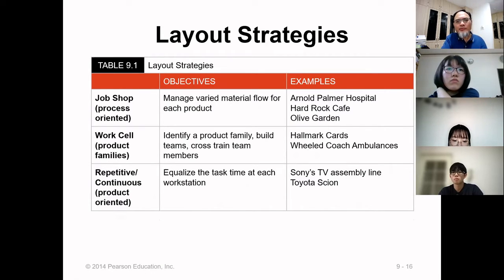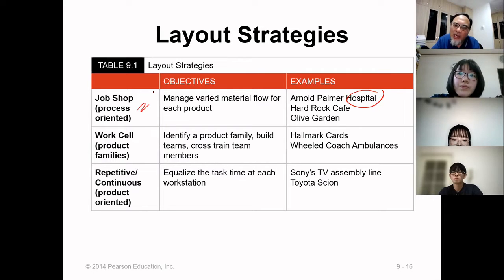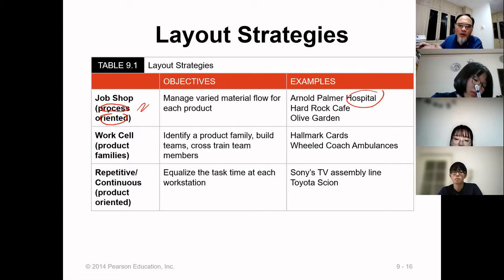A hospital is a job shop, because you have many kinds of departments where you have to do different kinds of treatments. Another example of a job shop is when you send your car for repair in a service workshop. Or even a maintenance shop is also a job shop, right? So it is actually process oriented. The machines are grouped together, for example welding machines in one area, and then cutting machines in one area, and so on, drill, right? So it actually depends on the process. They group it together.